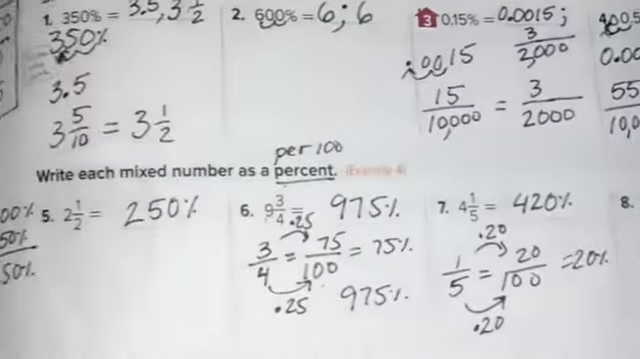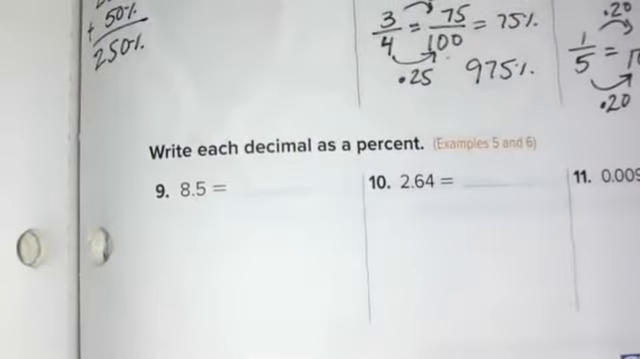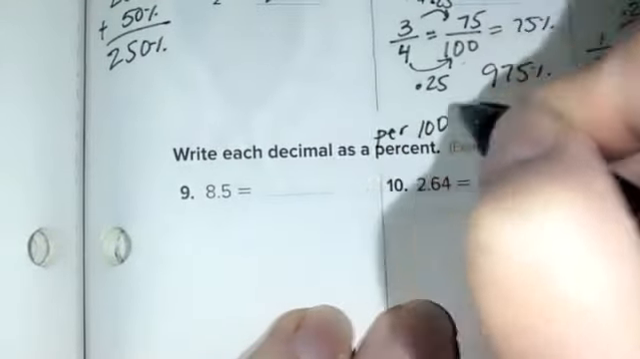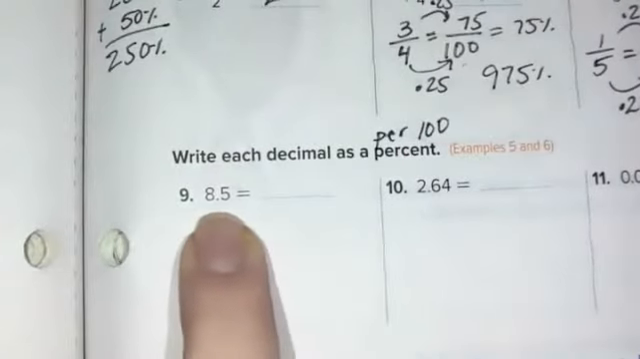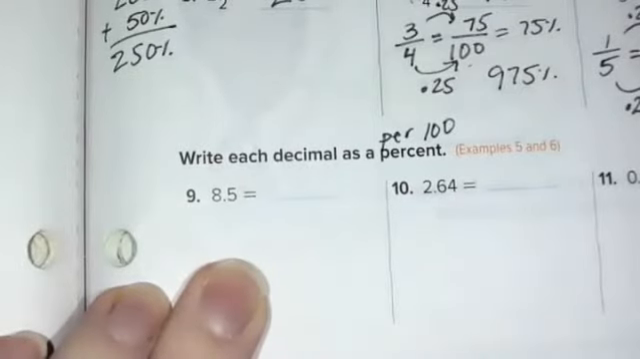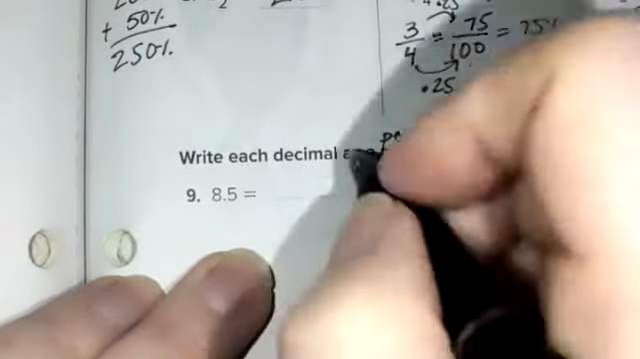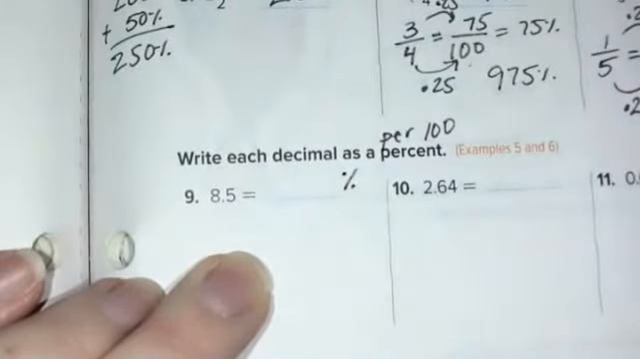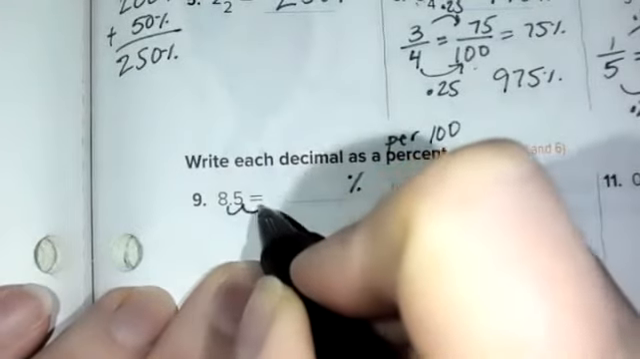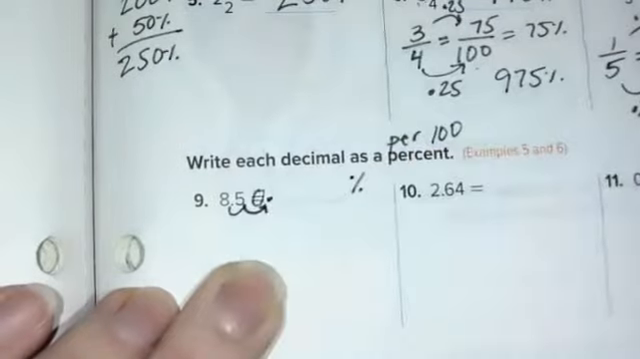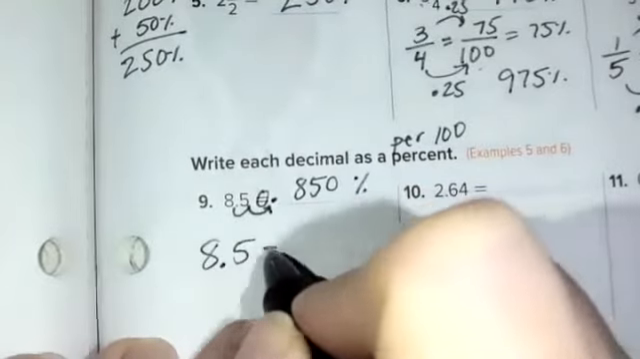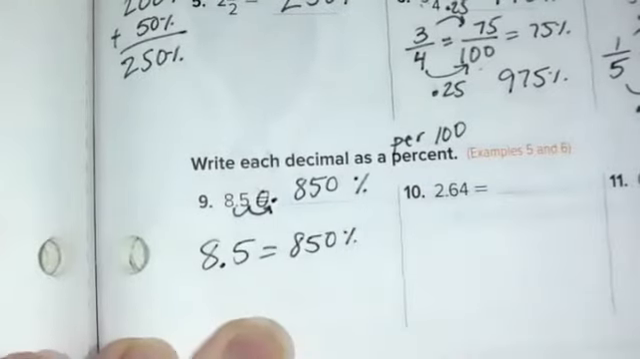Okay, numbers 9 through 12. Write each decimal as a percent. So again, per 100. Okay, so this is 8 and 5/10. We want to scale that up to a percent. So to percent is per 100. So we're actually dividing. So if I divide by adding that percent sign, it's the same as dividing by 100. So I need to multiply by 100 in my number or move my decimal 2 places to the right. And what's going to go in that empty space is a 0. So 850%. So 8.5 is the same thing as 850%.